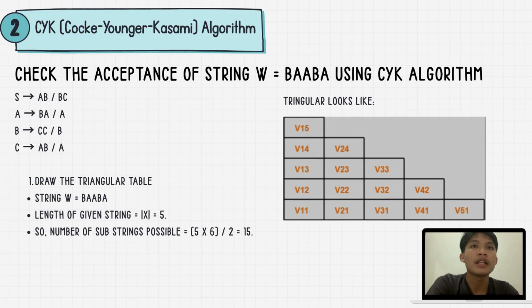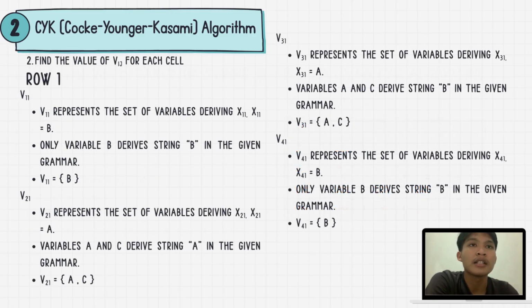Okay, after that, next is the CYK, a bottom-up parser that absolutely requires the grammar to be in Chomsky normal form, or CNF, and we are testing the string using the triangular table. We start at the bottom, which is the initialization layer.